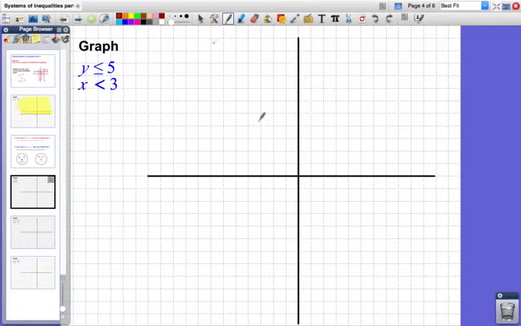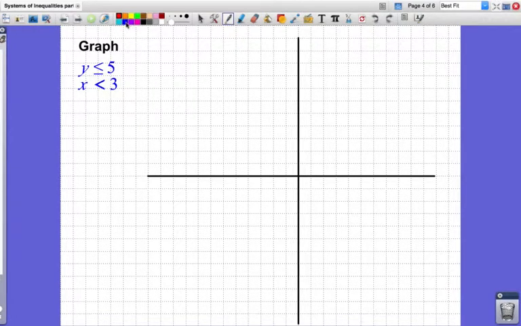So let's do that. First, we'll graph this one in blue. y is less than or equal to 5. So 5 would be 1, 2, 3, 4, 5. There's 5. So it's less than or equal to, so I'm going to have a solid line. There's my graph for y is less than or equal to 5.